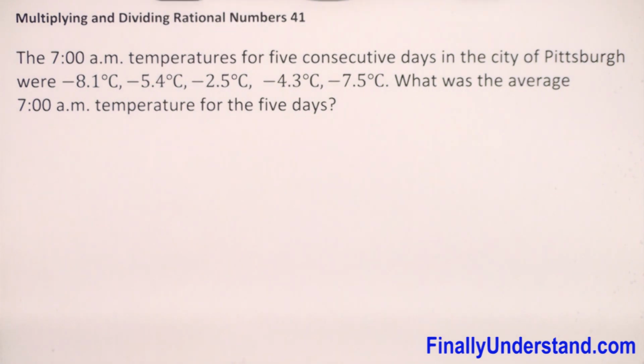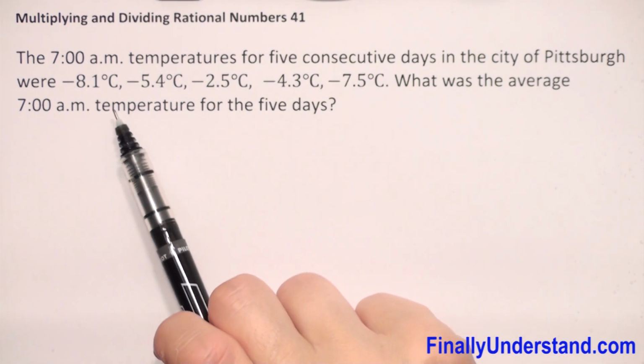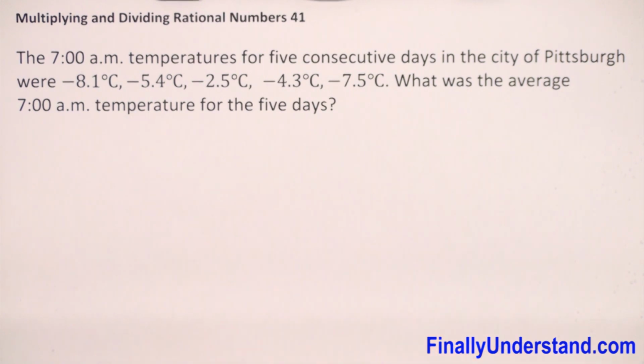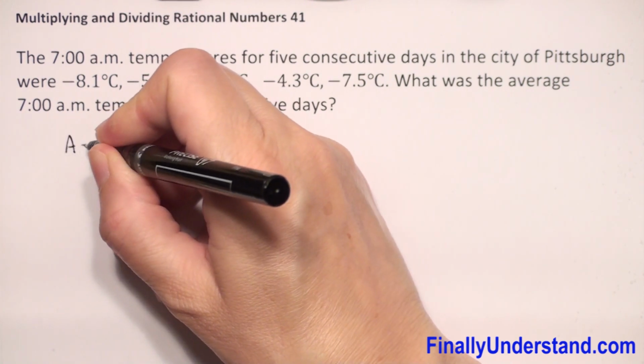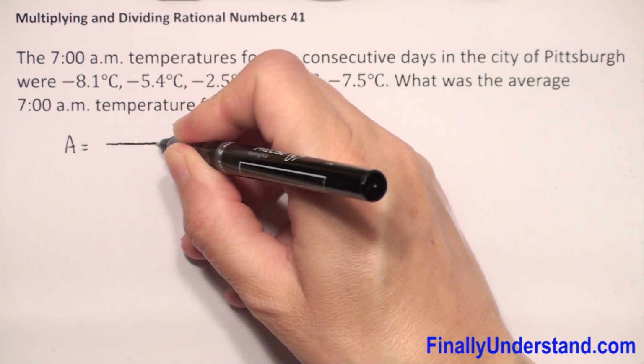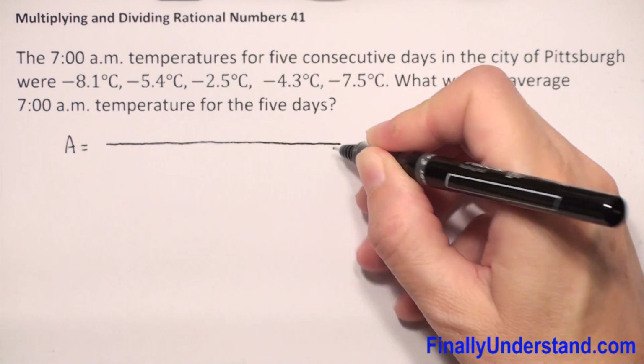When we have to find the average, in this example of 5 numbers, we first add these 5 numbers, then divide the sum by the number of numbers, so in this case by 5. So the average, let me write this, will be, first we have to add all these numbers.